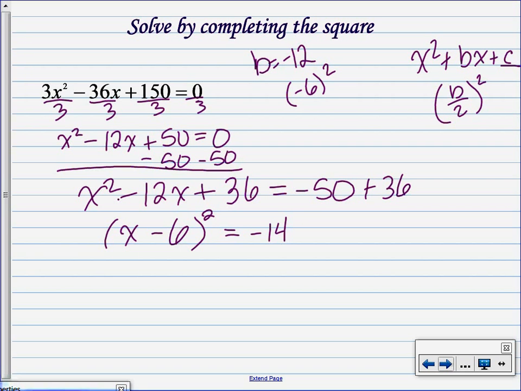Okay, so factor this, right? If I factor this, x times x, what are my factors of 36 that add up to be 12?